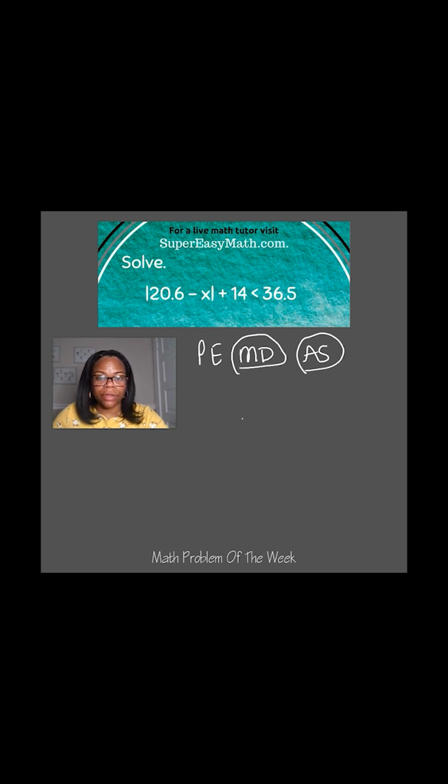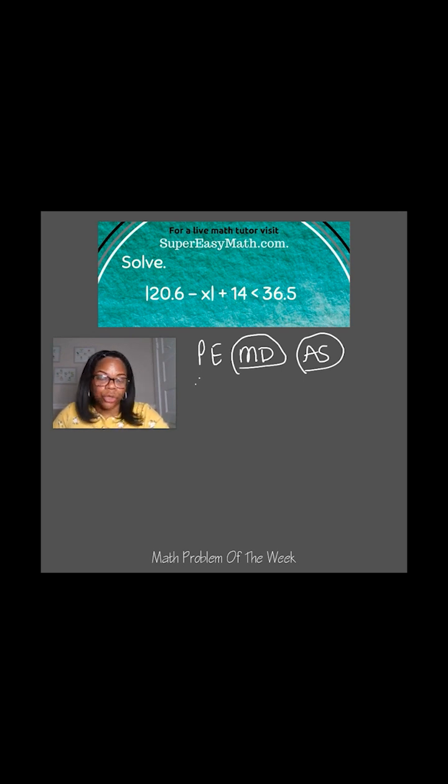I also want to remember that my focus in solving something that has a single variable is to figure out the value of the variable. So in this case, I want to figure out what x equals. That's what solve means. I'm going to start with order of operations from left to right. Do I have any parentheses, or in this case, absolute values?